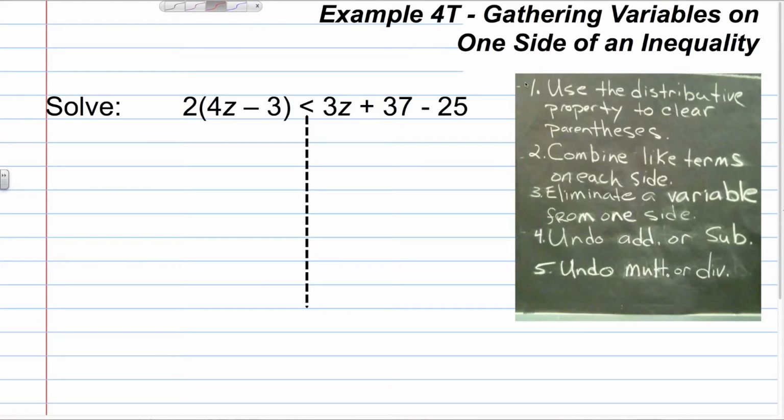You don't have to use that method, but if it helps you keep left and right straight, that's cool. The first step here is to use the distributive property to clear parentheses. So I'm going to put a check mark here because we need to do that. We need to use the distributive property to multiply here. 2 times 4z gives us 8z. 2 times minus 3 gives us minus 6. We bring down our inequality. On this side, there are no parentheses to distribute, so we'll just bring down the rest.